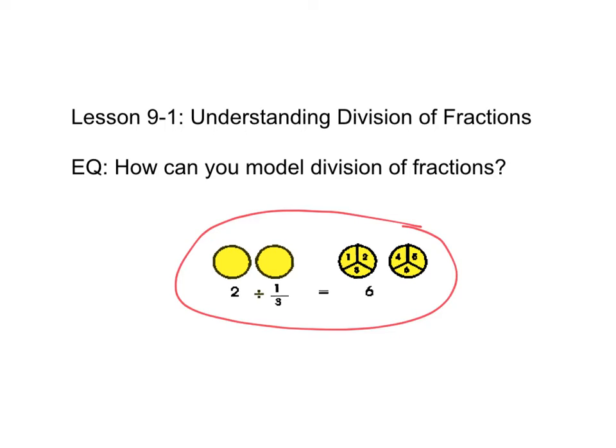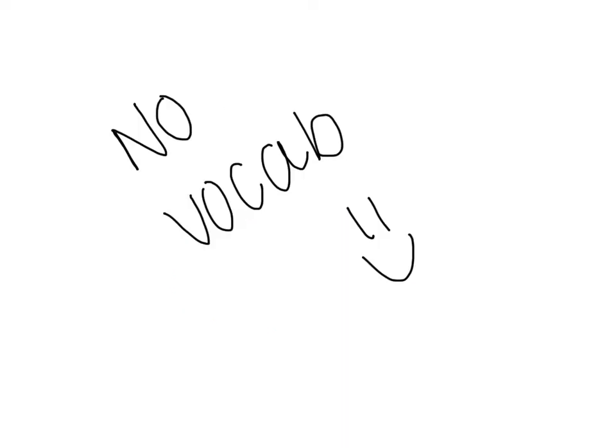So there's two, we can call them pizzas, they could be pies, they could be anything. And then we're dividing those two up into 1/3. So you can see over here they did 1, 2, 3 sections in each. So there's 6 sections altogether. So the answer is 6. No vocab for this lesson.